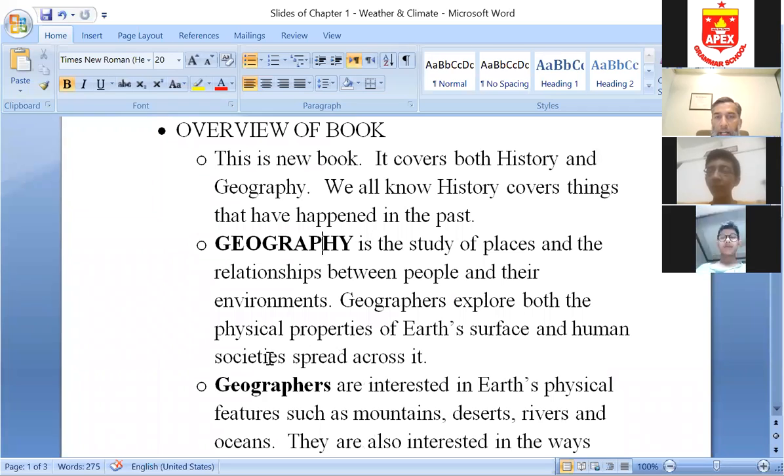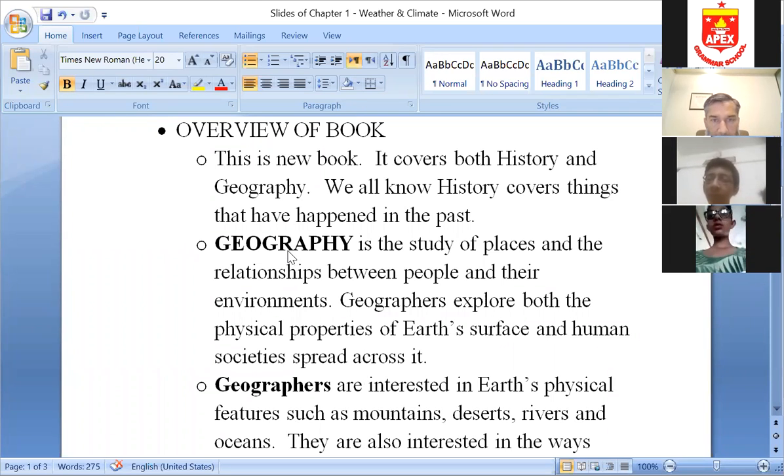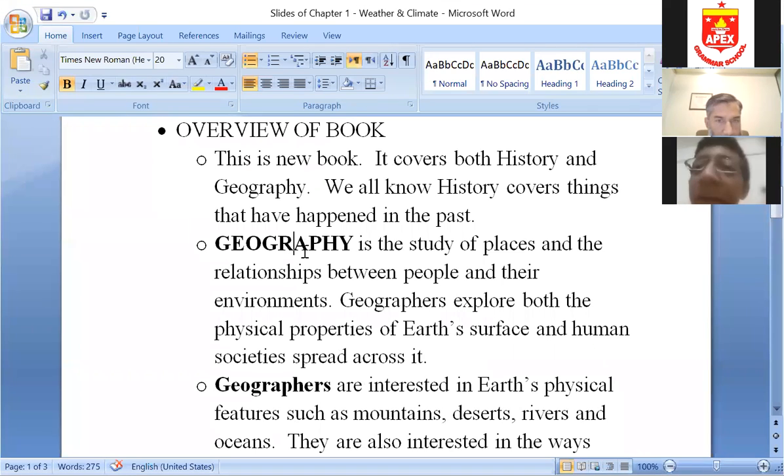Geography, now can you see my screen clearly, beta? Yes, sir. Okay. Geography, beta, is the study of places and the relationships between people and their environment. The people who study geography are called geographers. They explore both the physical properties of Earth's surface and human societies spread across it.